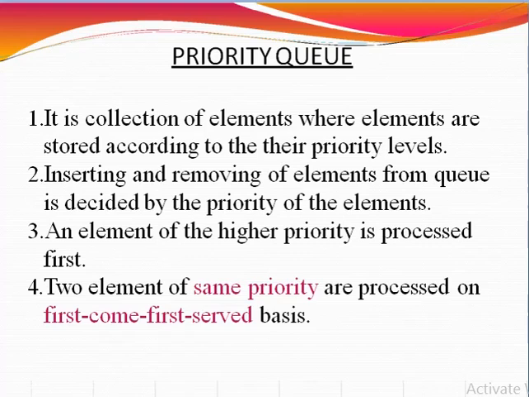Next is priority queue. In that priority queue, it is the collection of elements where elements are stored according to their priority levels. Inserting and removing of elements from the queue is decided by the priority of the elements, and an element of high priority is processed first. Two elements of the same priority are processed on a first come first serve basis, that is FCFS basis.